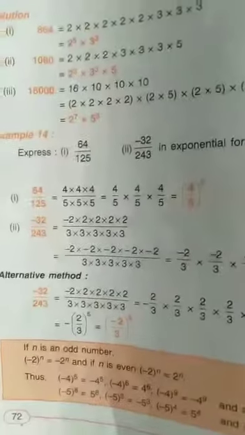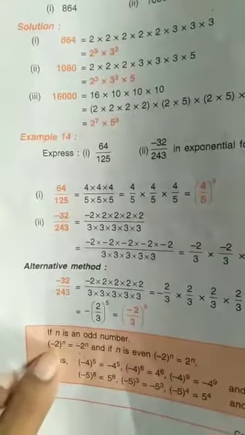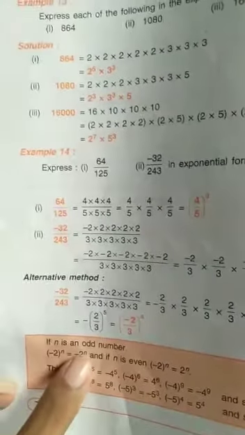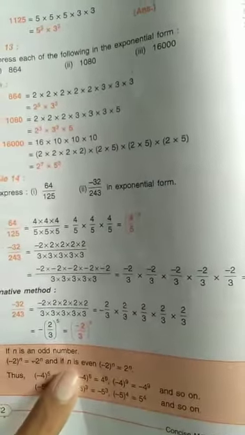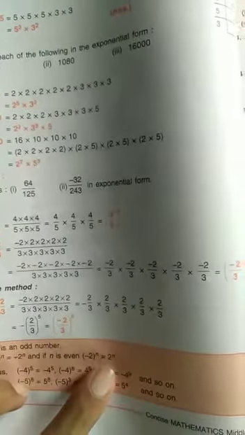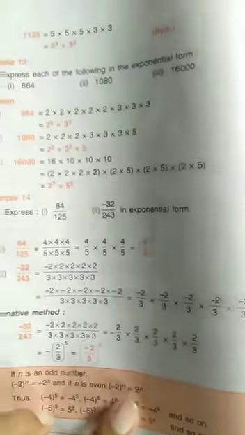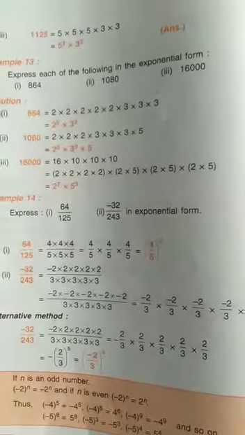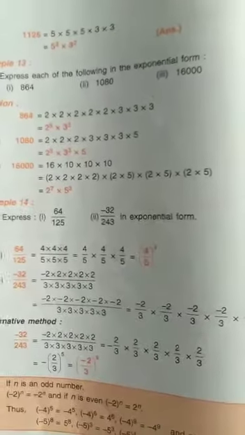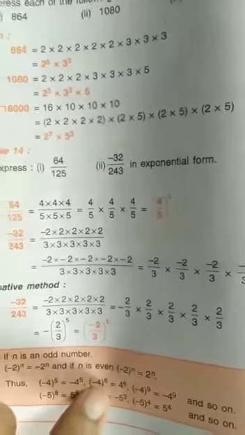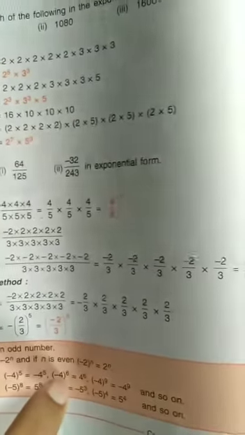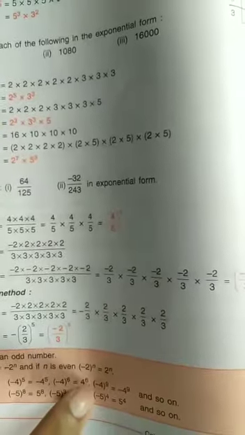Okay. So now always remember, if n is an odd number, then minus 2 to the power n will be minus 2 to the power n. And if n is even, then minus 2 to the power n will be 2 to the power n. We know that in general, minus a whole to the power n equals a to the power n if n is even, and minus a whole to the power n equals minus a to the power n if n is odd, right? So now if we consider minus 4 whole to the power 6, here the power is even, so we can say that the result will be 4 to the power 6. Okay, so it is positive one.